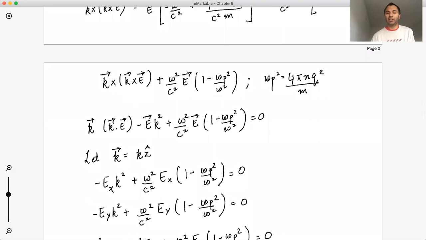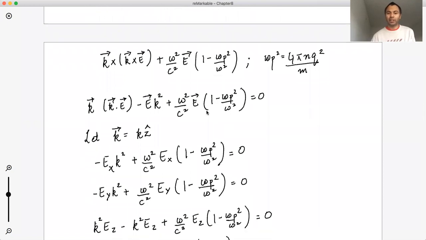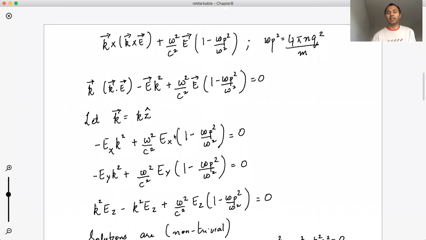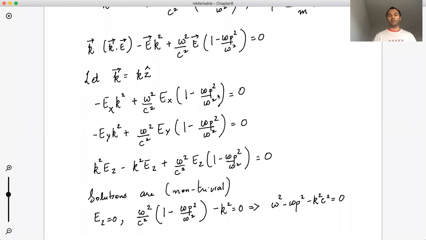In the end, you'll get a vector equation, right? So that's the vector equation, which means that you can write that as an equation in x, y, and z. Now, without loss of generality, let's assume that the k vector, the wave vector, is along the z-axis. So you get an equation for the x component of this vector equation, y component of the vector equation, z component. X and y component have symmetry because the problem is symmetric about the z-axis, right?